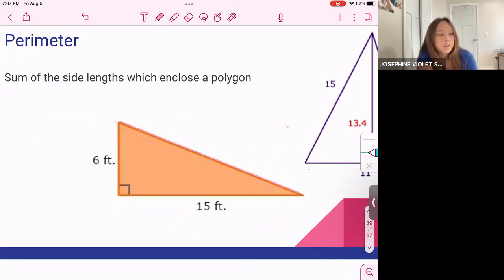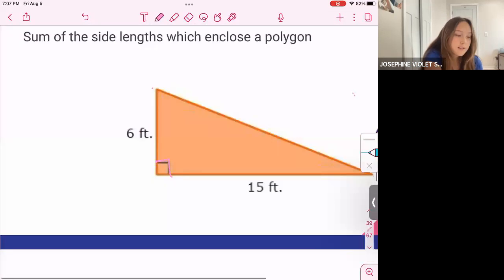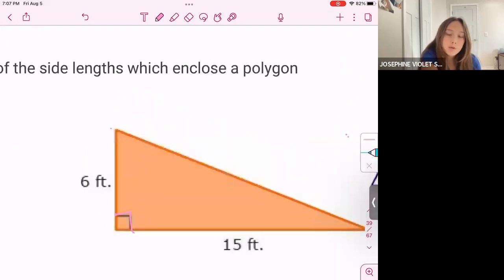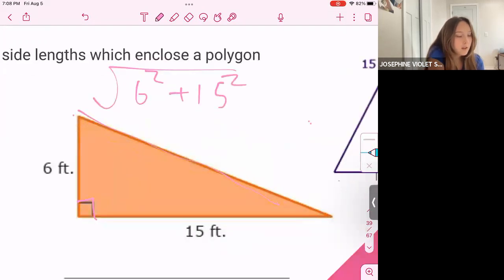Now for this, I don't know if you guys have used the Pythagorean Theorem yet, but this is a way to calculate the side lengths of a right triangle, which we have here. You've probably heard of it. Basically what it says is the longest side of a right triangle, which is called the hypotenuse, is equal to the square root of the sum of the squares of the other 2 sides. So in this case, this side here would be equal to the square root of 6 squared plus 15 squared, which I think is around 16.